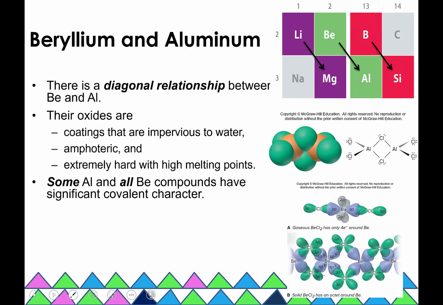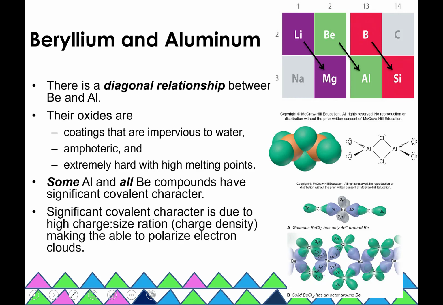We also mentioned that beryllium forms covalent compounds. And aluminum also can form compounds that have significant covalent character. And this, again, is due to this high charge to size ratio, making both aluminum 3+ and beryllium 2+ able to polarize electron clouds very easily.